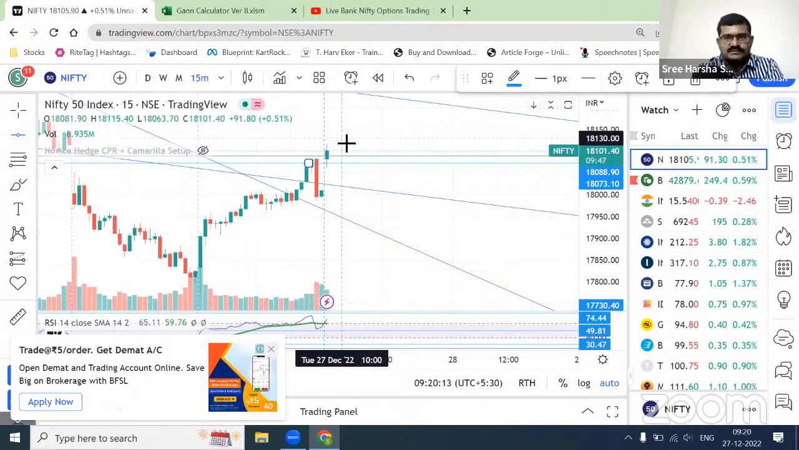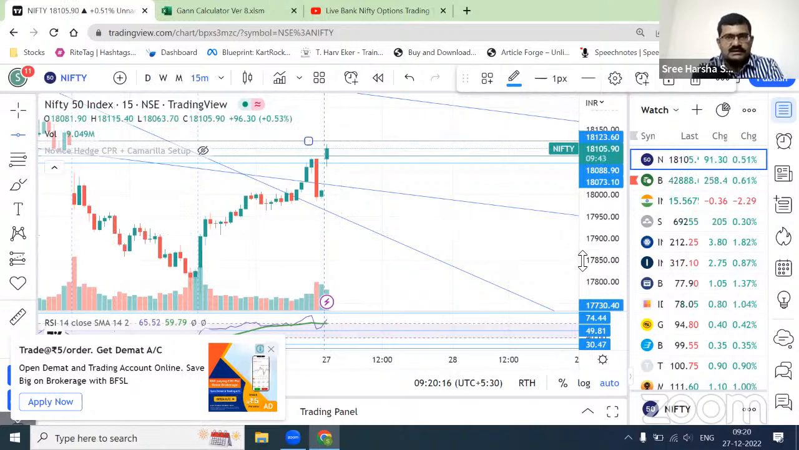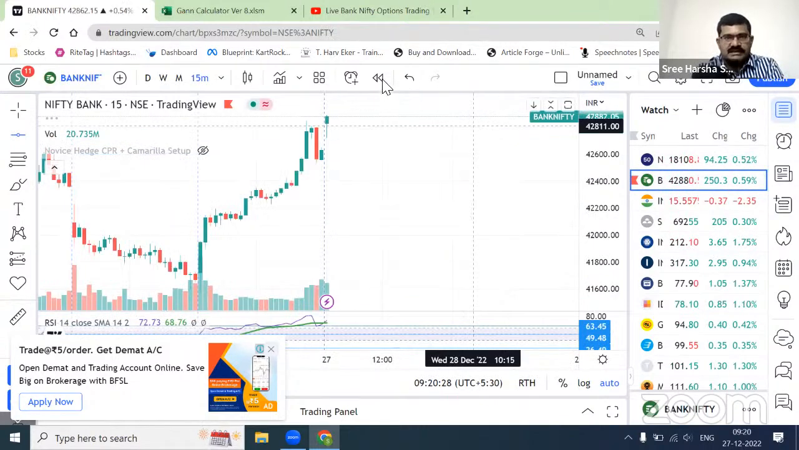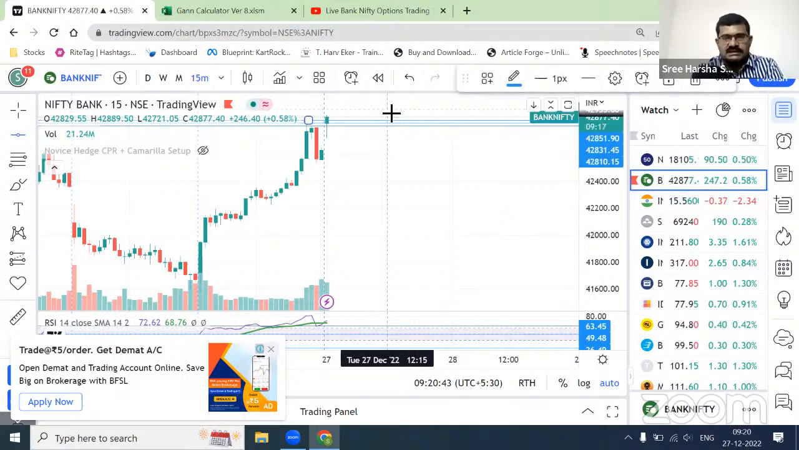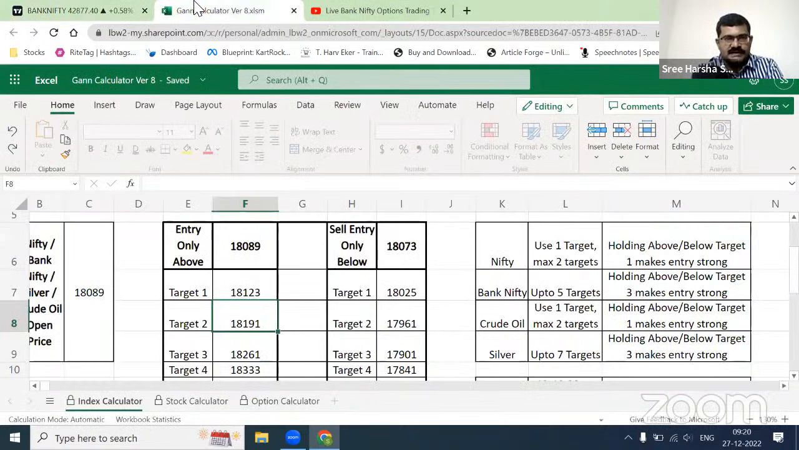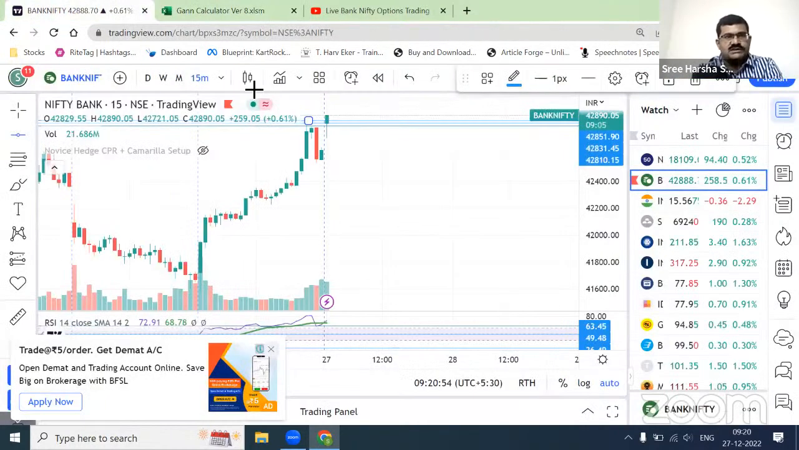That is the level for the first target, and I think we are very close to that. Bank Nifty has done the first target, 854. A very small target, but it is done. The next target for Bank Nifty is going to be 42,916.